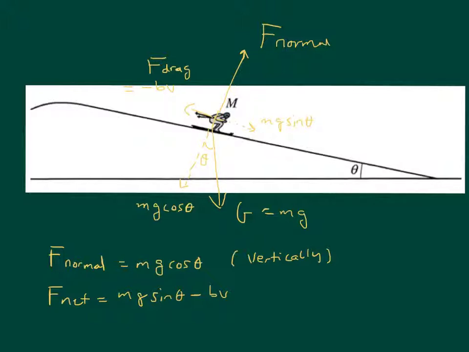Where does bv come from? bv is the drag force defined by the core problem, and F net is the net force.